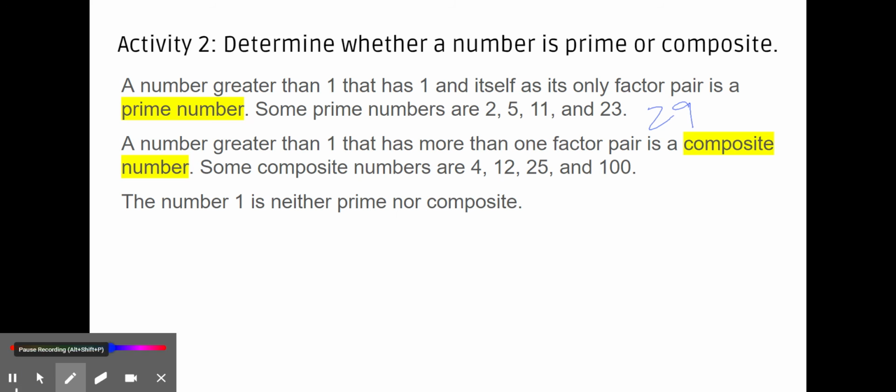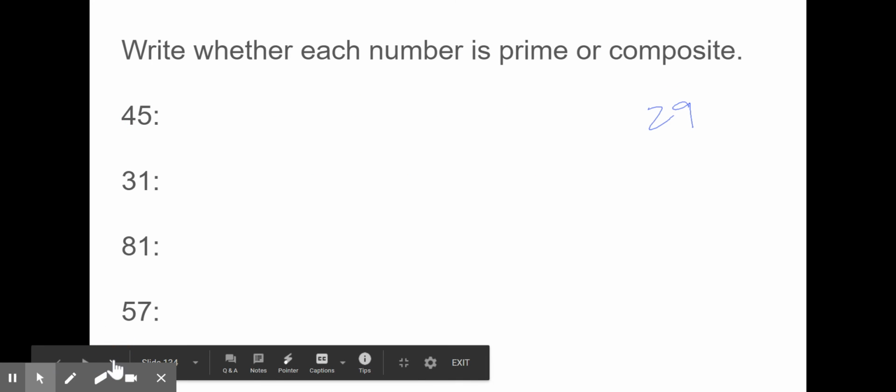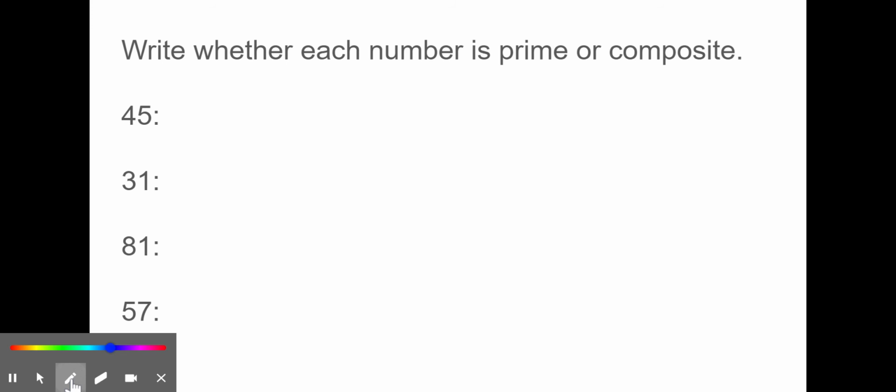Let's get into some activity to decide whether or not numbers are prime or composite. Okay, let me erase this here. Okay, so it says to decide whether or not the number is a prime or composite. And remember, prime sounds special. And prime numbers are special because they only have one factor pair, which is 1 times itself. So maybe that's how we'll remember prime.